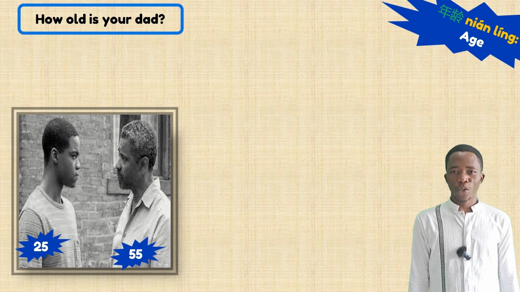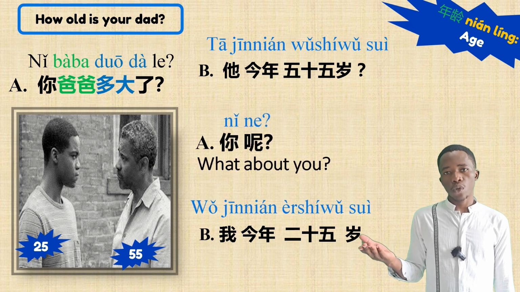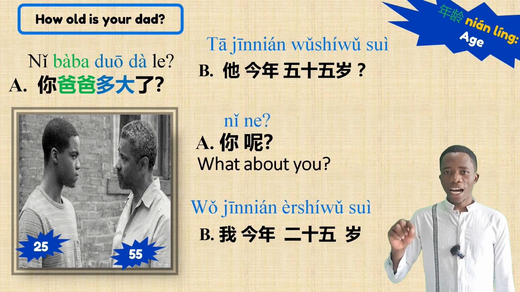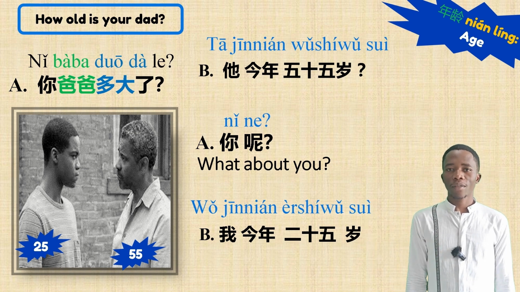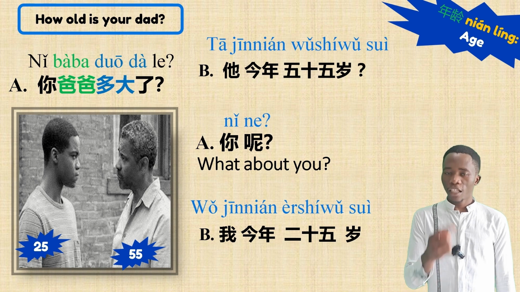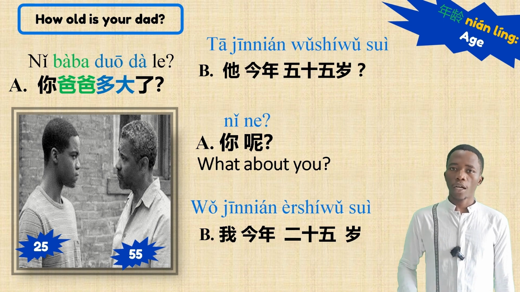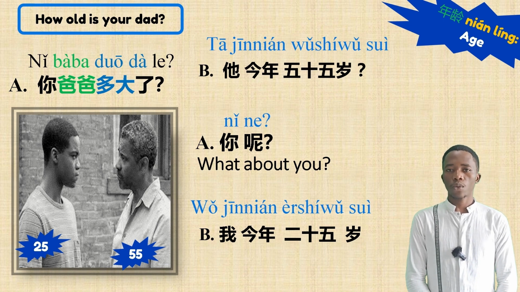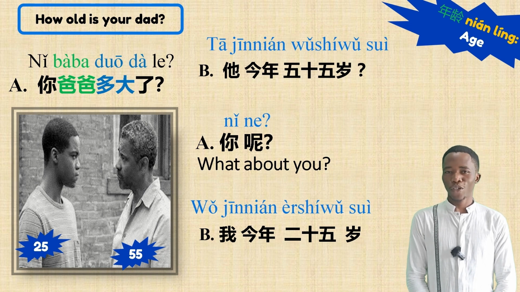The following, how old is your dad? 你爸爸多大了? 他今年55岁. 他今年55岁. 你呢? What about you? 你呢? 我25岁. I am 25. 你爸爸多大, 你妈妈多大, 你哥哥多大, 你姐姐多大. It is not difficult, isn't it?